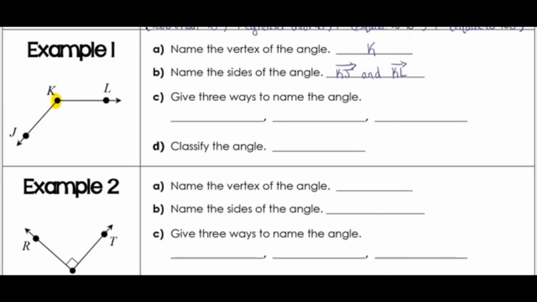There are 3 ways that we can name this angle. The first way, because it is an angle that's all by itself, I can name it angle K, just by its vertex. Or I can name it angle JKL, going from J to K to L. Or, finally, I can name it angle LKJ, basically just going the other way, and that works too. And this angle, to classify it, it's obviously greater than 90 degrees, so this is an obtuse angle.